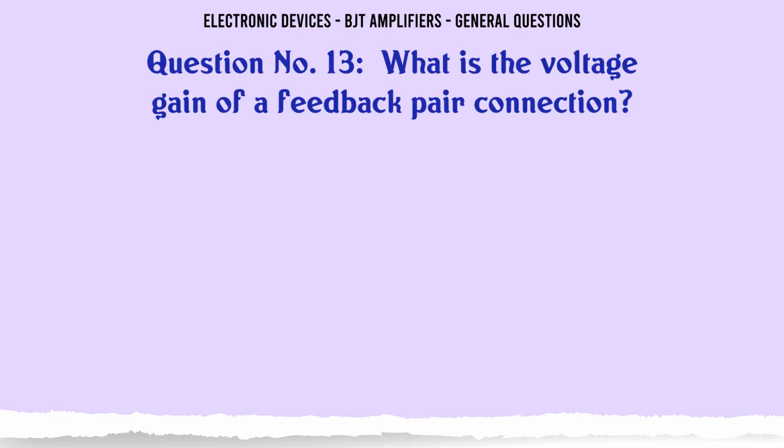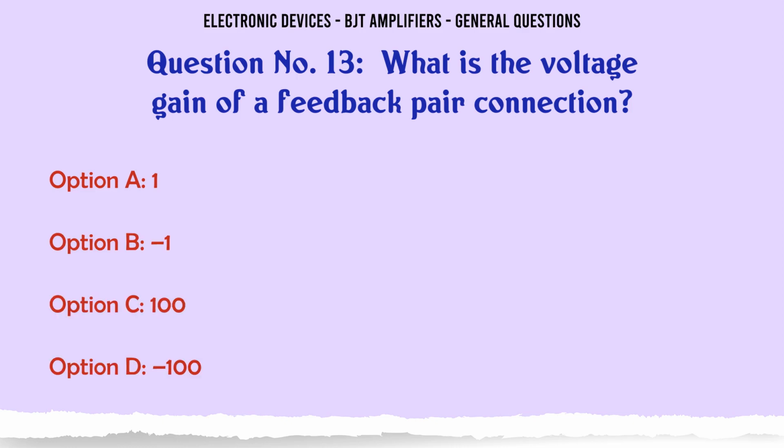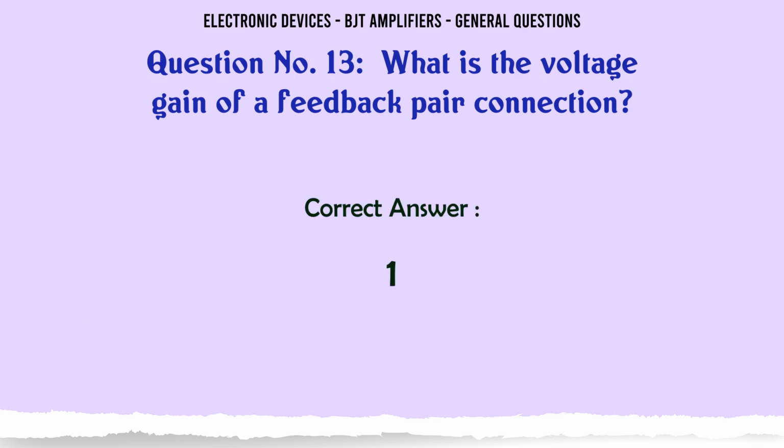What is the voltage gain of a feedback pair connection? A. 1. B. 1. C. 100. D. 100. The correct answer is 1.